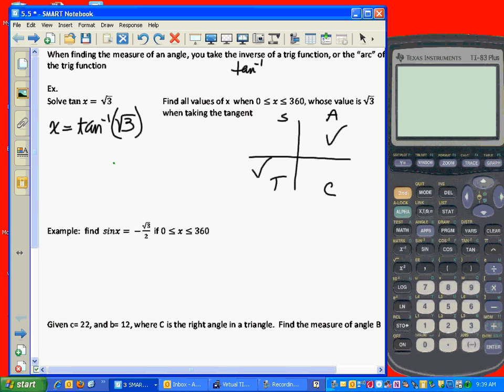Now these have to be exact. I don't want you using your calculator. In fact, right now you don't know how to use your calculator. Okay? But I want it to be exact. So you need to remember the tangent of what angle is square root of 3. This is why you have to know your trig functions forwards and backwards. So it's a 60-degree angle here, which means what angle is it here?